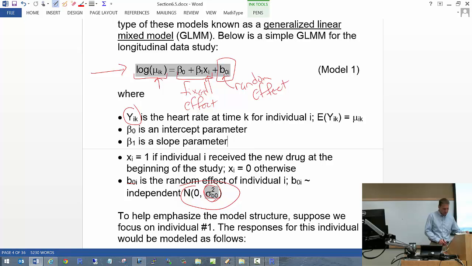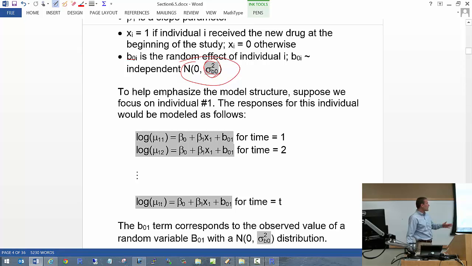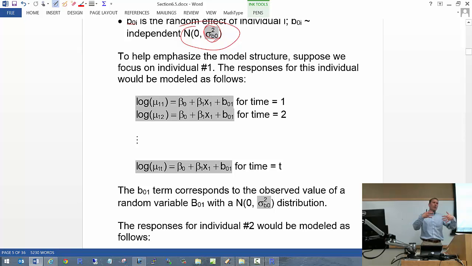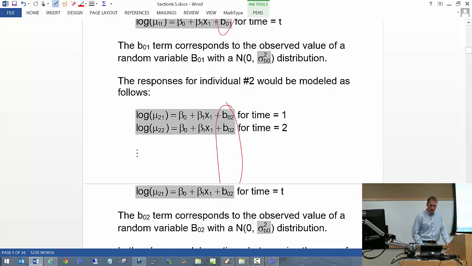So to help emphasize this model structure, what I did was I actually wrote out for individual one how essentially we're saying that this mean response is coming about for time point one, time point two, down to t. And again, the key is to realize these guys don't change. For person two, again, look at that. Those don't change either.